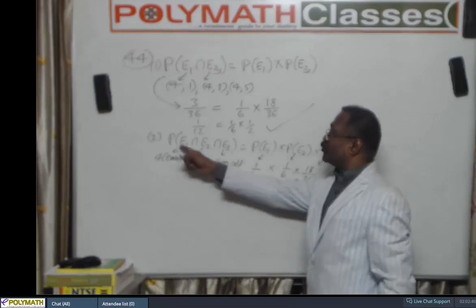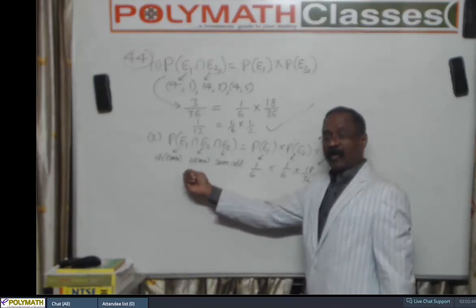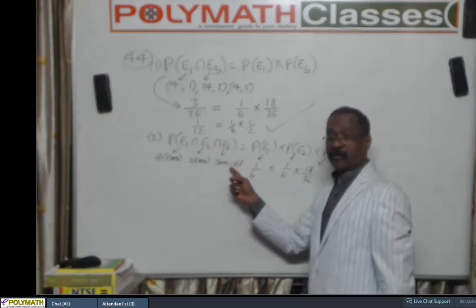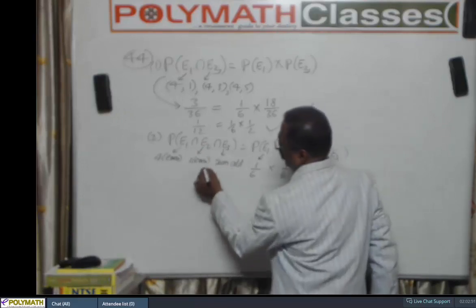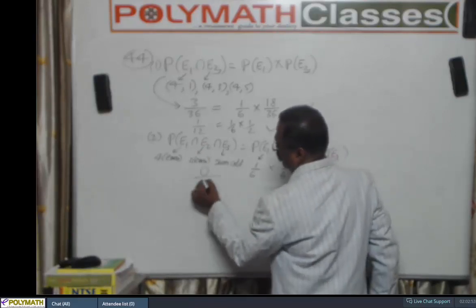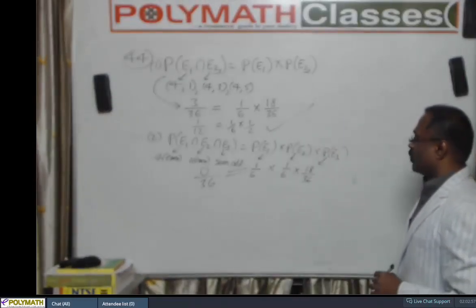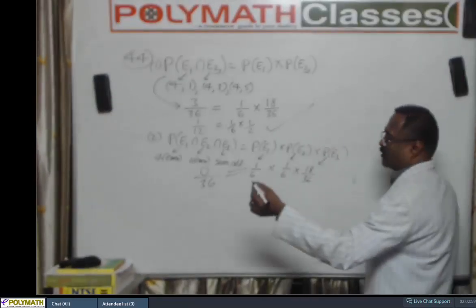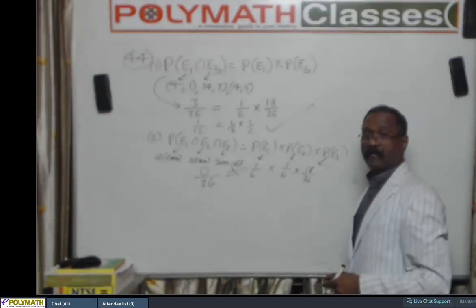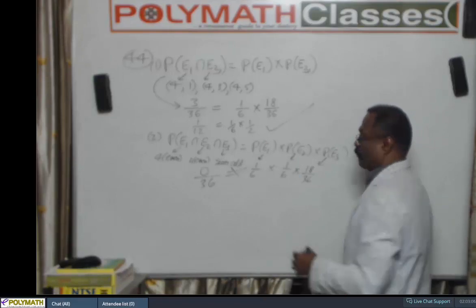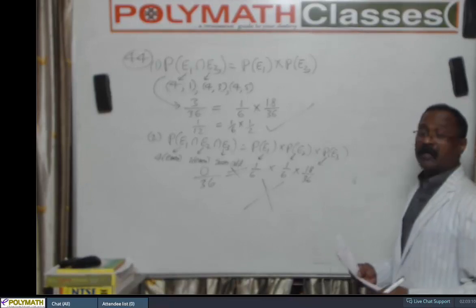When these two become even, the sum of even numbers will be even only, but you must get the sum to be odd, which is impossible. Which is an impossible event, I say. So the impossible event is 0. 0 by 36 is equal to 1 by 6 into 1 by 6. If you check it out, LHS becomes 0 and RHS is other than 0. So which is wrong here? Statement number 2 is wrong.